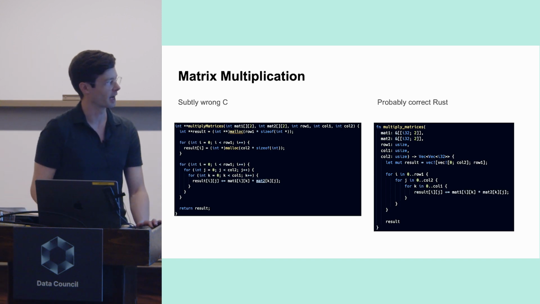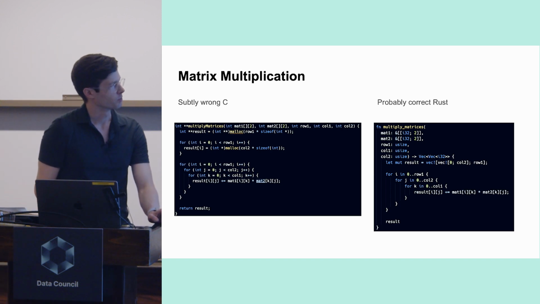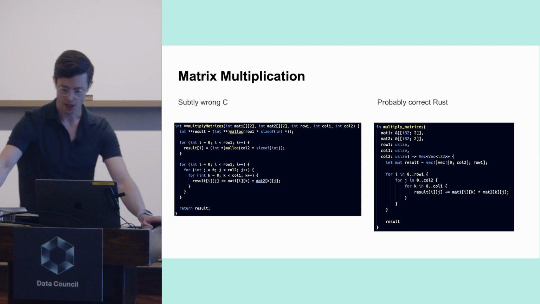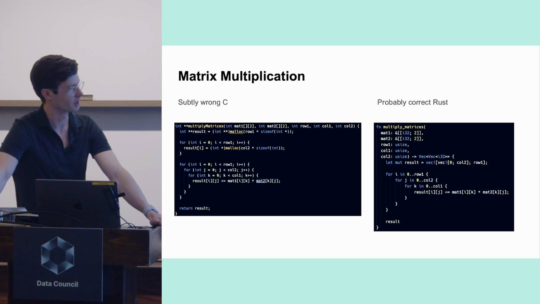Meanwhile, over on the C side, it looks reasonable, maybe a little bit more low level because we have to explicitly allocate the memory. But it also seems like the kind of thing that you would write if you were trying to do it for the first time. But there's actually a subtle bug in this C code.